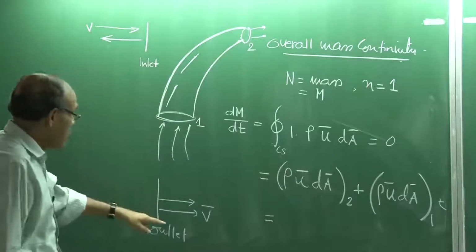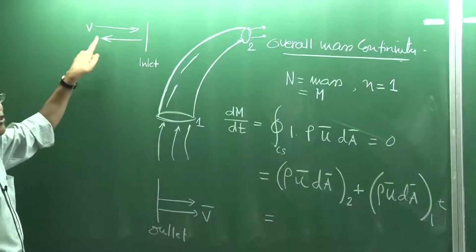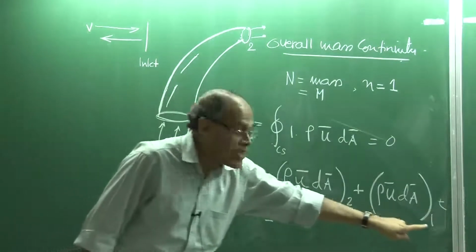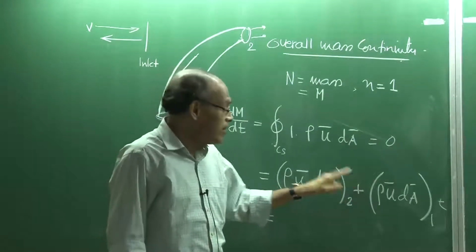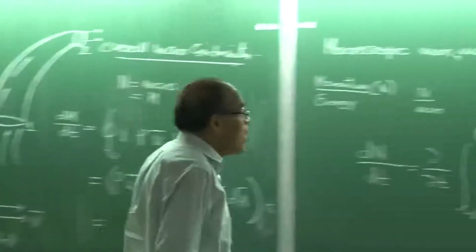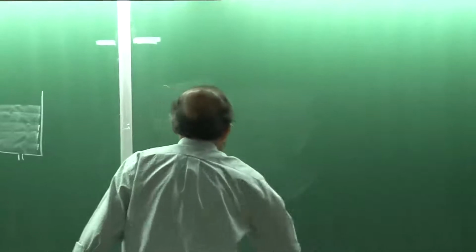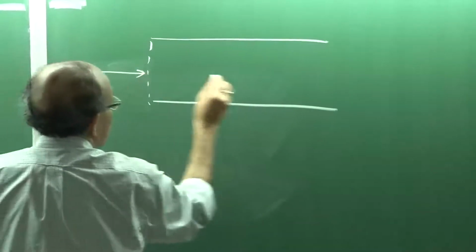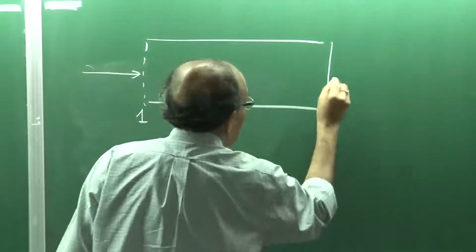In this particular case, as I have indicated, at the inlet the velocity is directed oppositely. So, the cosine of 180 degrees is minus 1. So, the inlet term, which is at 1, will appear with a negative sign for orthogonal flows, and hence I should be able to write the overall mass continuity equation. The scenario is this is the cross section at 1 and this is the cross section at 2.